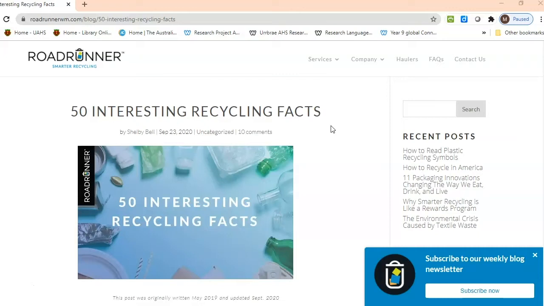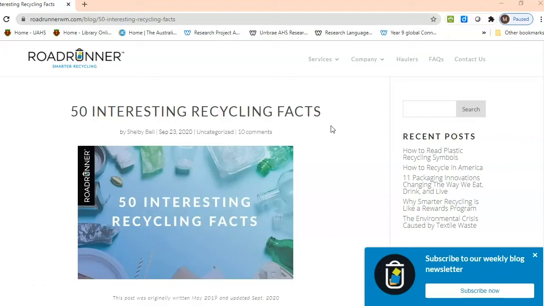Now, as I looked through it, it seemed to have lots of information about the problems with recycling, the solutions around it, and some of the statistics about how much recycling there is. However, what I don't know is actually where it comes from.